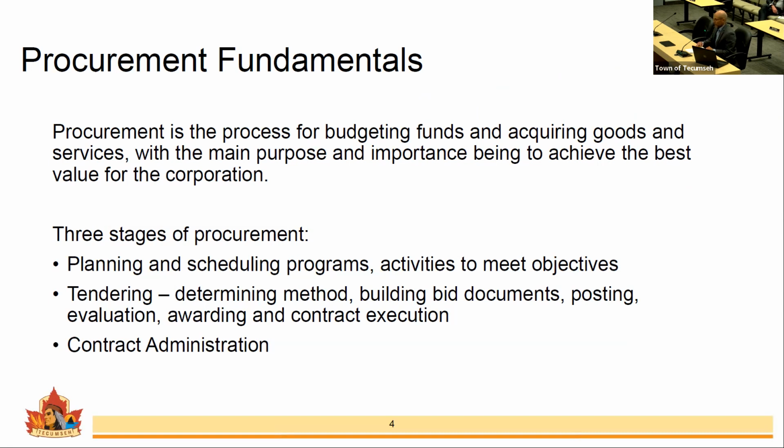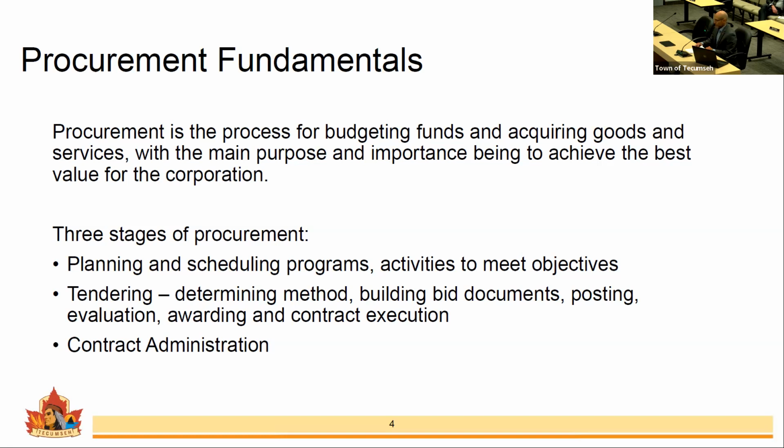Tendering stage includes determining the method of procurement. So the method is driven primarily by 2 factors, one being price, the other being how well defined the solution or need is. Building the bid documents. So this can be quite detailed and lengthy. So it could be hundreds of pages long, including draft designs, or it can be more of a broad description of a problem. Posting our tender, this can be open to the public in most cases. It can also be by direct approach to suppliers.